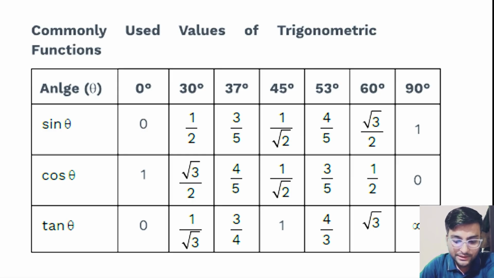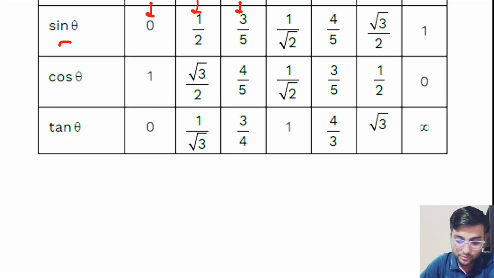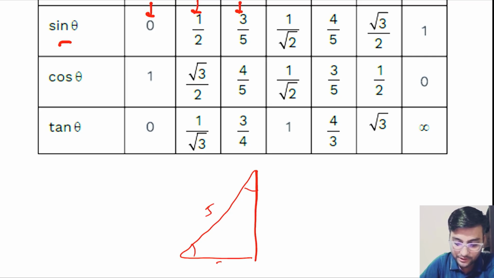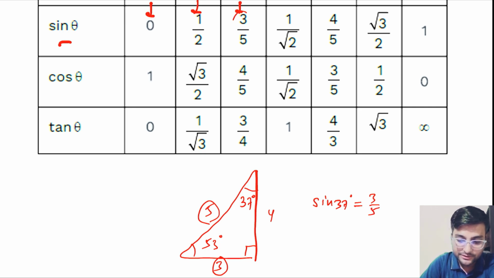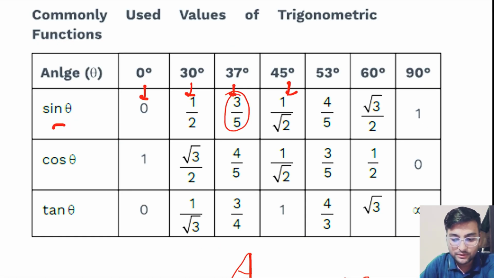As you all know, sin 0 is 0, sin 30 is half, sin 37 is 3 by 5. Already I have given you the idea about 37 degree also. See this: if this is 5, 3 and 4, then this is the 53 degree triangle, and one angle is 90 degree and one is 37 degree. If you find sin 37, it is p by h, so this is 3 by 5. 45 is a commonly known value, 53 is also from there only, then 60 and then 90 degree. So you all know these sin, cos, tan values; just remember them from here, nothing else.